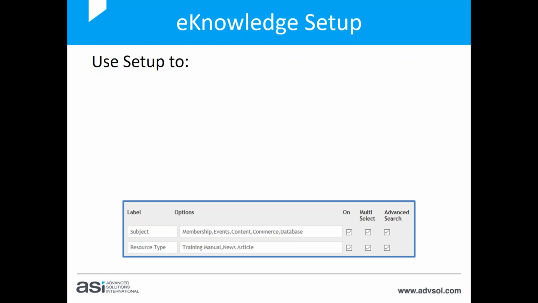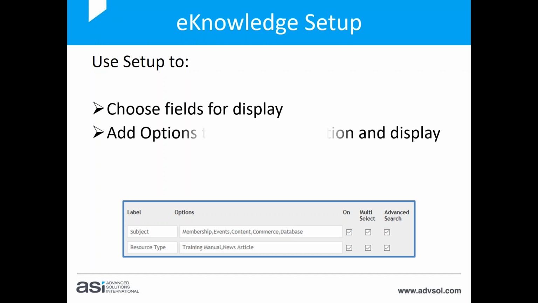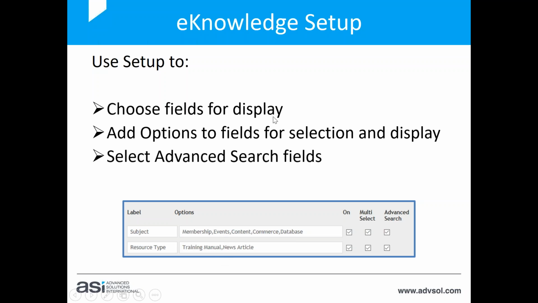With the setup, I just mentioned and showed you some of the fields that I filled in the knowledge record form. You can edit those and use the setup to choose your fields for display. Add options to fields for selection and display. So the options such as, what subject is this about? What type of resource is it? And you can also select which fields are available for advanced search as well. And apply your searchable categories. So let's go to the back end and look at the setup briefly.